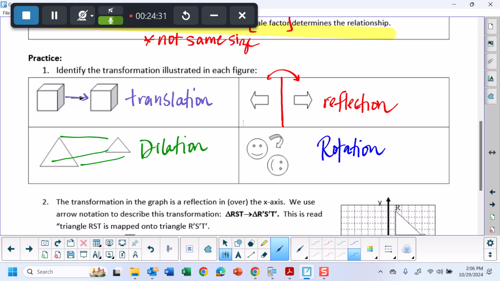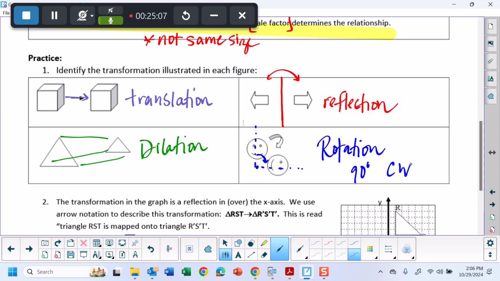When we talk about our rotation, what's going to happen is our shape is going to rotate and create an angle of rotation. So I can say that this smiley face was rotated 90 degrees, and I know that I went in a clockwise direction. If it follows the clock, from left to right, then that means that is clockwise. If its initial direction is from right to left, then that's going to be a counterclockwise story.